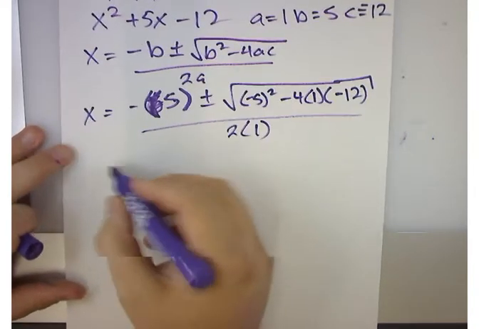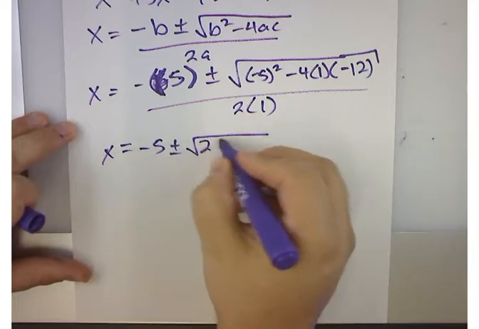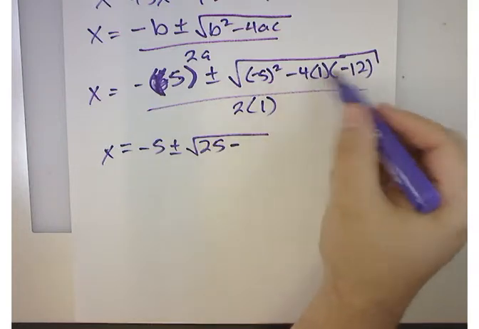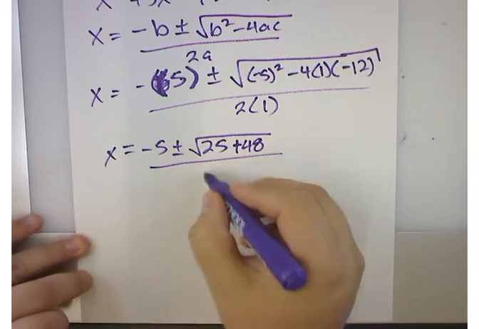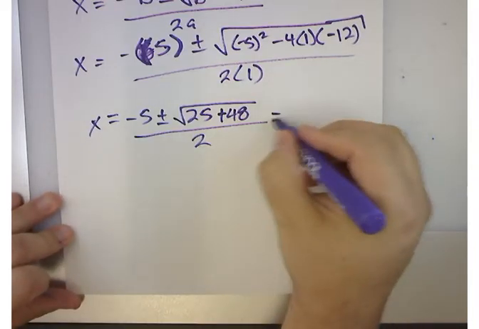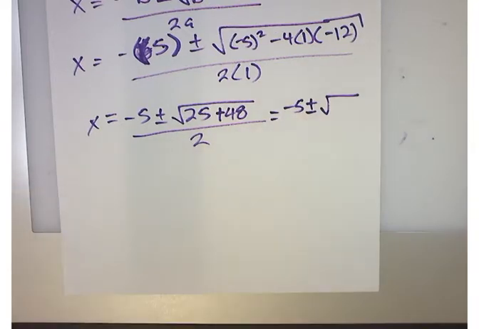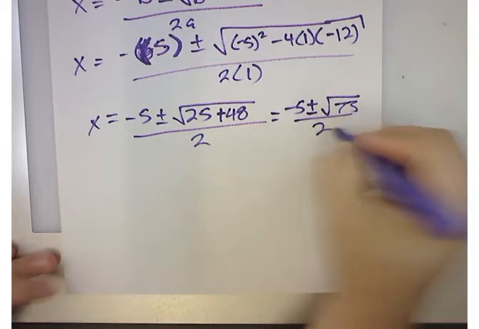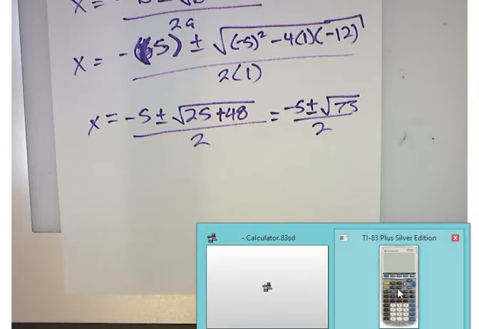So then the next line is x is equal to negative 5 plus or minus the square root of 25. Now 4 times 12 is 48. When you have a negative times a negative, it's a positive 48, all over 2. That could be simplified as negative 5 plus or minus the square root of, what's 25 plus 48? Is that 73? Is that right? Divided by 2. And so now what we could do is pull up our calculator and plug that in and see what we get.